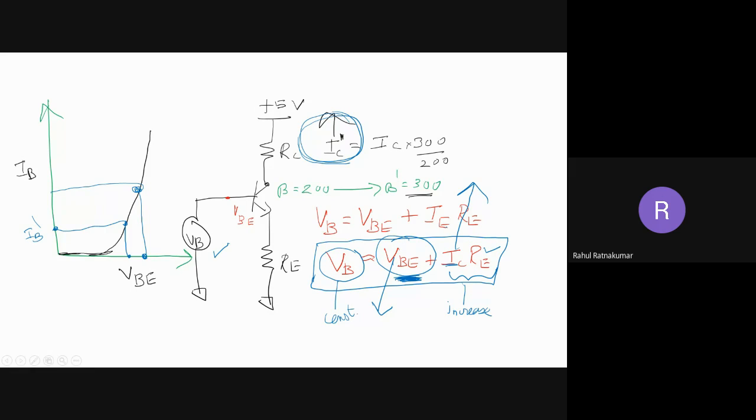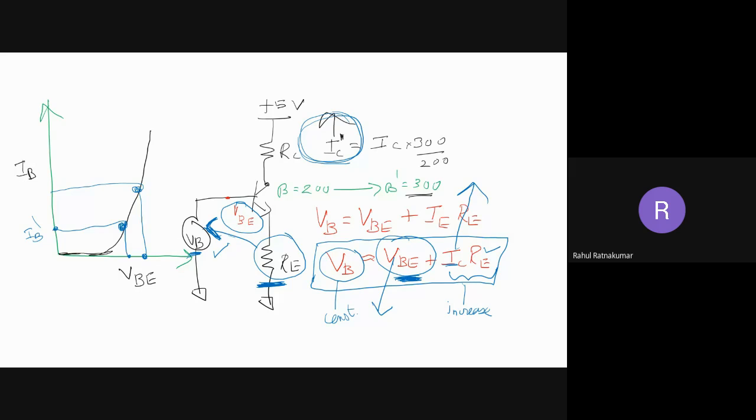Why? All this happened because I have a resistance RE here. There's a feedback. This resistor is giving a feedback voltage into the input circuit to reduce my IB. So this is the concept of feedback here. Now you can see, as beta is increasing because of temperature or any reason, IC increases. So there is a larger voltage drop across this RE. When there is a larger voltage drop across RE, your VBE is going to reduce. Automatically it has to reduce because VB is fixed, right?